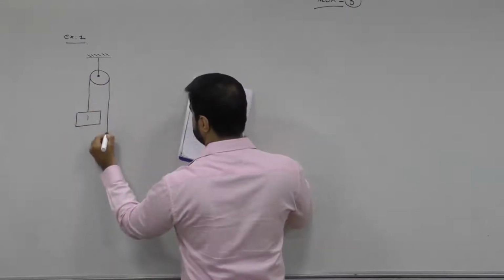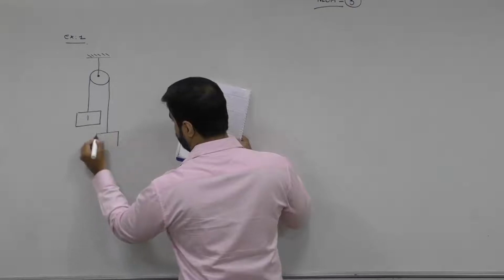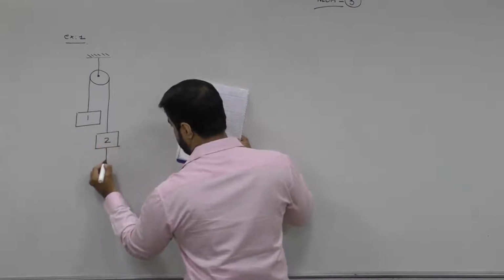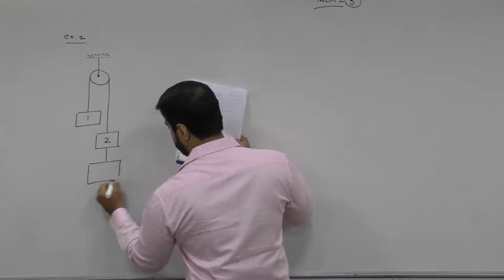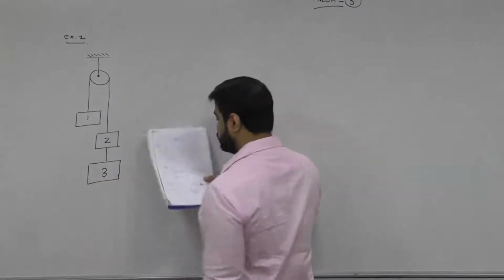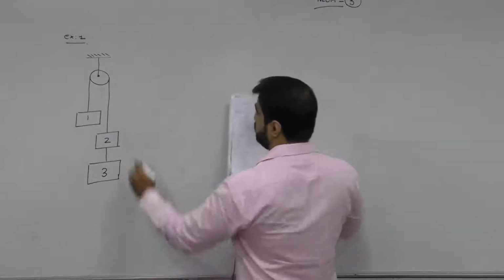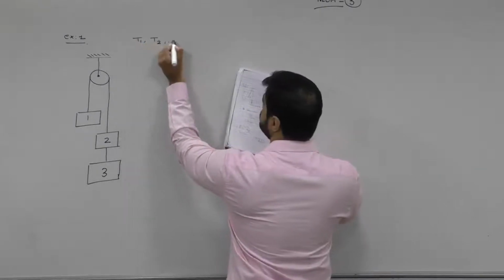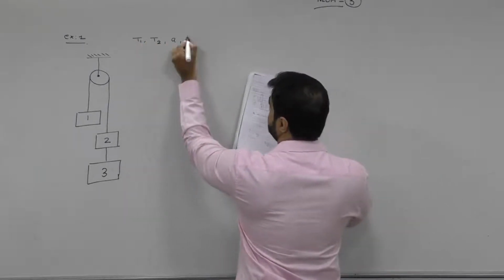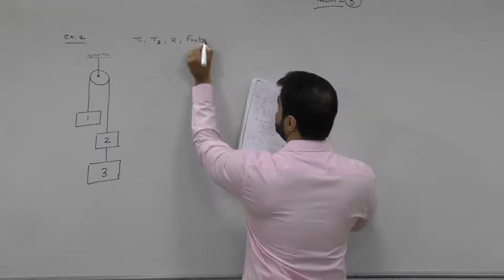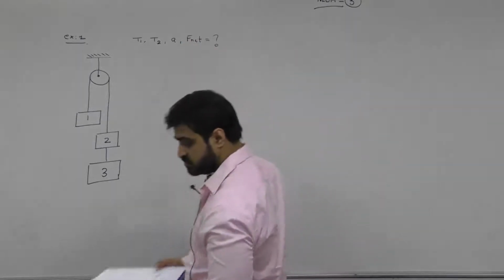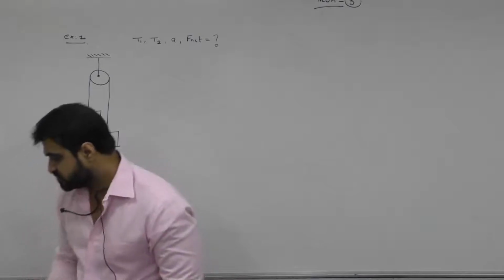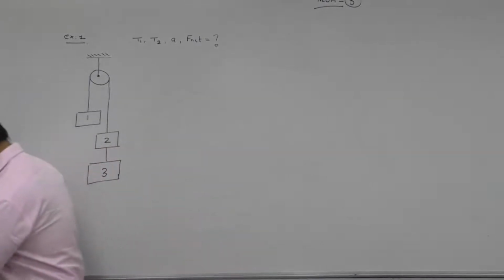One, two, and three. Find T1, T2, A, F net on each mass. Net force on each mass they are asking you.